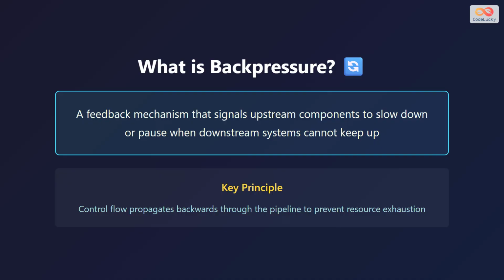Backpressure is a feedback mechanism that signals upstream components to slow down or pause when downstream systems cannot keep up. Think of it like a pressure relief valve in a pipe system. When pressure builds up downstream, a signal travels back upstream telling the source to reduce flow. This control mechanism propagates backwards through the entire pipeline, preventing resource exhaustion before it happens.